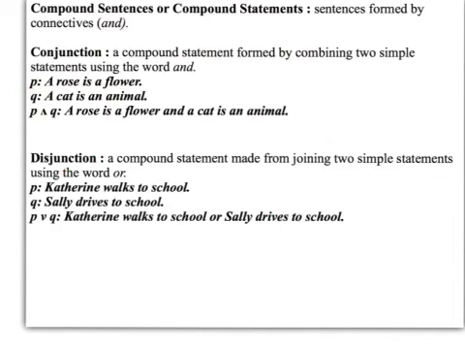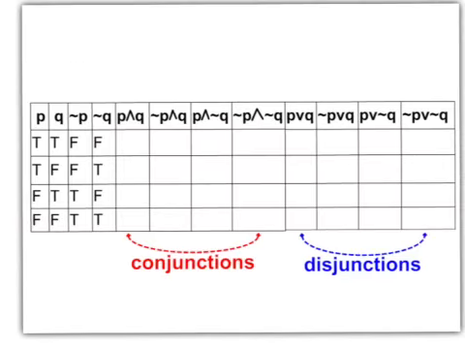A disjunction is a compound statement made from joining two simple statements using the word or. So you have a simple statement, Catherine walks to school. Another simple statement, Sally drives to school. Together, P or Q: Catherine walks to school or Sally drives to school. So we have two types of compound statements here. Conjunction uses the word and, this is the symbol. Disjunction uses the word or, here's the symbol. So this is called a truth table.